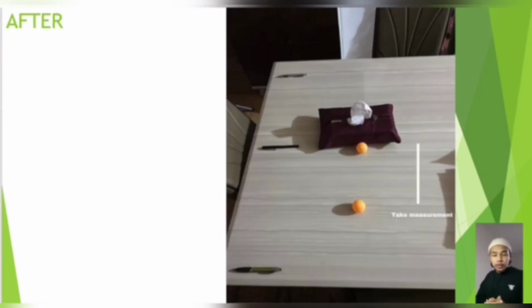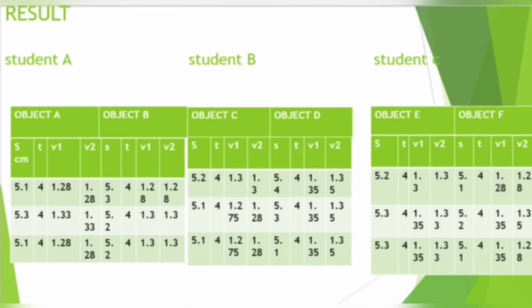Now this is our result, our picture after the collision happened, and the distance between the 0 velocity ball and the first ball that collided with it. We take the measurement between the first ball that did not move and the second ball, the distance measured, and we put it in our table to calculate later. This is the result of the third scenario of this experiment, and it is also the same for student A, student B, and student C.